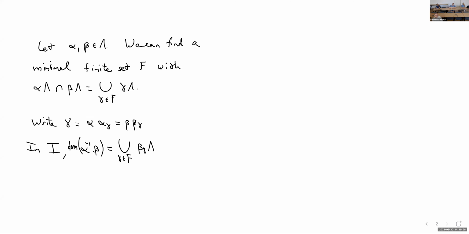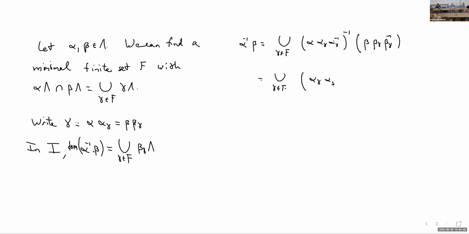So now, let's make sure I put this up right. I'll write this alpha inverse beta. I'm going to write it in the following way. So it is the union over gamma. For each gamma, I'm going to put on and take off this extra bit. So I'll write this as alpha times alpha gamma times alpha gamma inverse. That's of course just alpha. And then I have beta gamma inverse. And now, using the inverse to flip things around, it becomes alpha gamma inverse, alpha inverse.